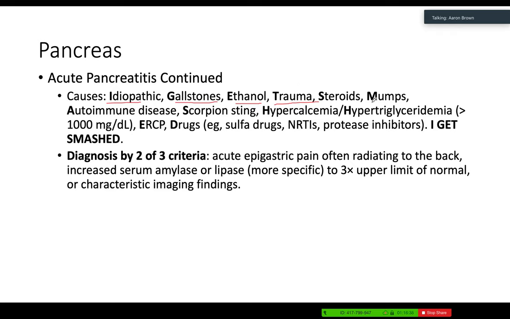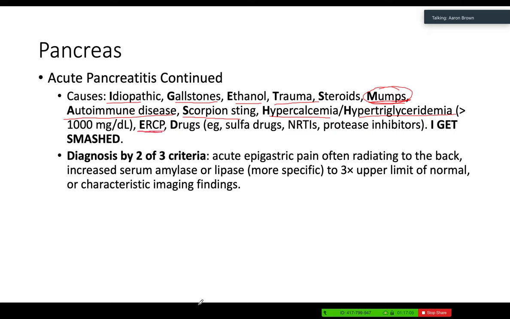Patients on steroids. Mumps is one of the two places mumps goes to infect are the pancreas. The other one is the testicles. Okay, pancreas and testicles are the two places. Okay, pancreas, testicles, and salivary glands. Actually, those three. Pancreas, testicle, salivary glands are all places that mumps likes to cause an infection. Autoimmune diseases, scorpion sting, super random, hypercalcemia, hypertriglyceridemia, and ERCP.